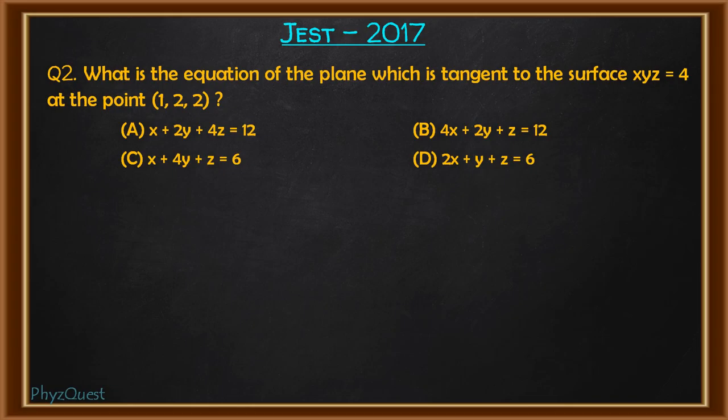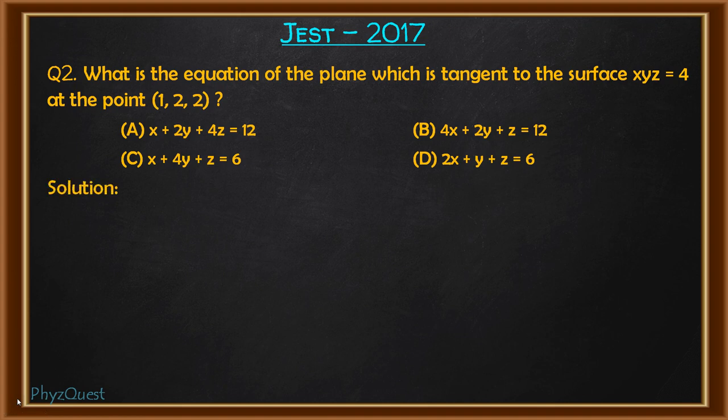The next question is from JEST 2017, and it is a question regarding vector calculus. The question is: what is the equation of the plane which is tangent to the surface xyz equal to 4 at the point (1, 2, 2)? Four options are given and we need to choose the correct option. So let's start with the solution.